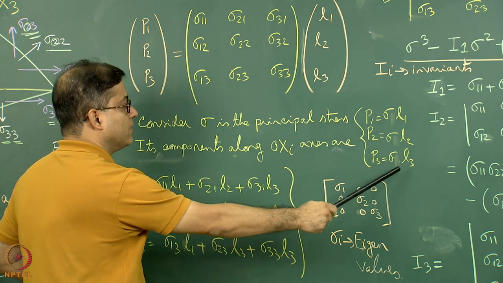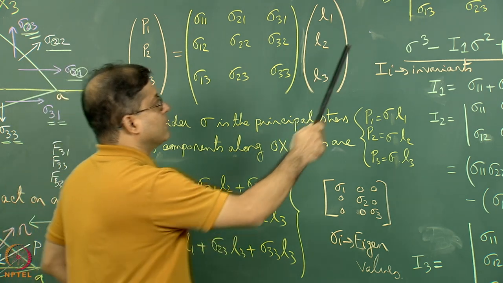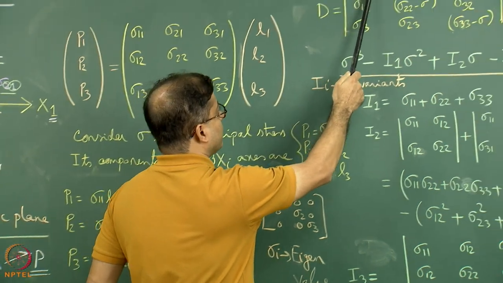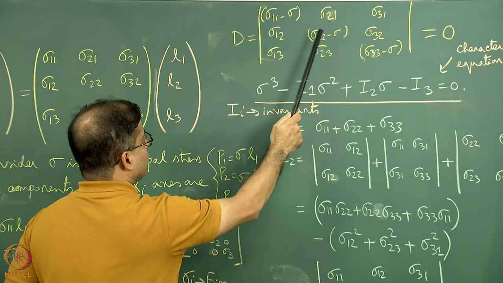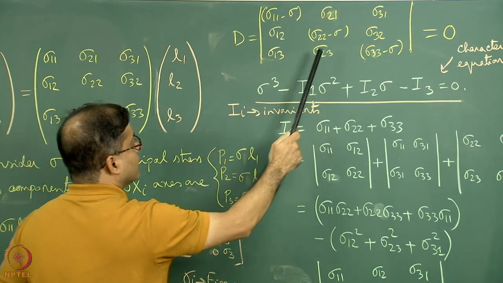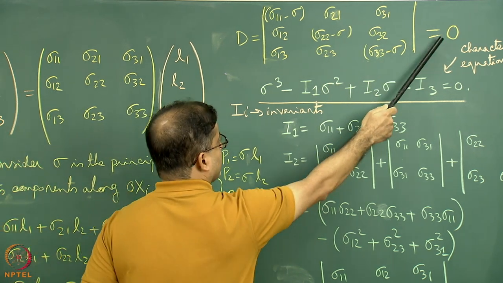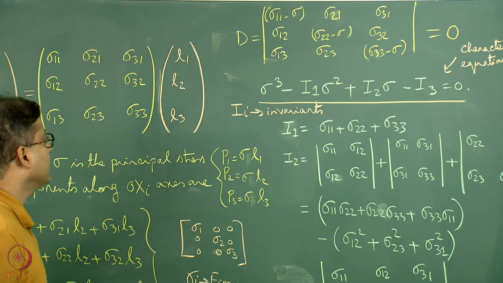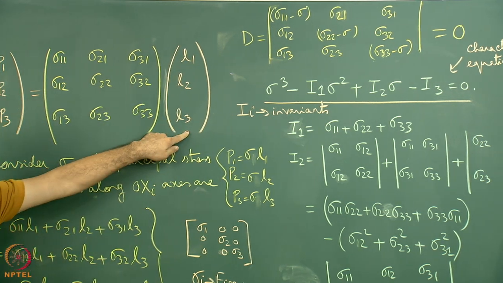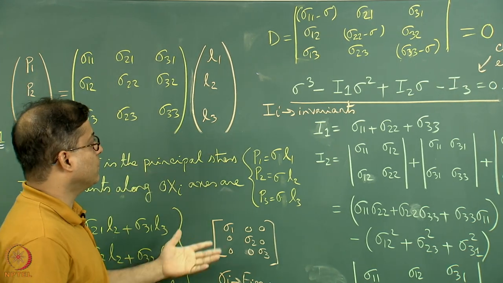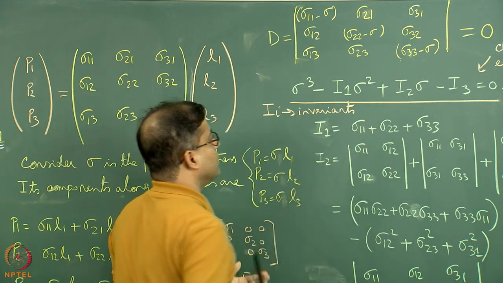this equation P3 equal to that, we finally can find out this determinant: sigma 11 minus sigma, sigma 12, sigma 13; sigma 21, sigma 22 minus sigma, sigma 23; and sigma 31, sigma 32 and sigma 33 minus sigma, is equal to 0. The basic assumption is that L1, L2, L3, 3 of them cannot be 0. So, that is why what is possible in that case is this determinant becomes equal to 0.